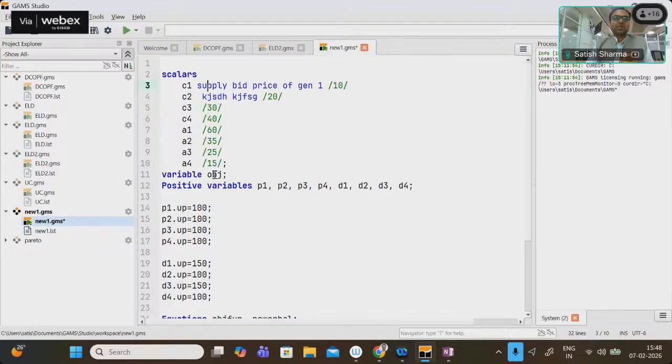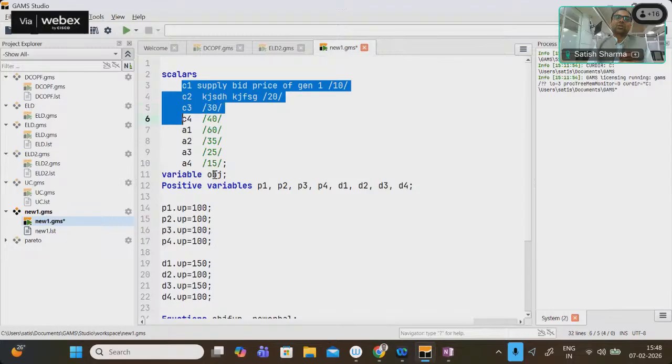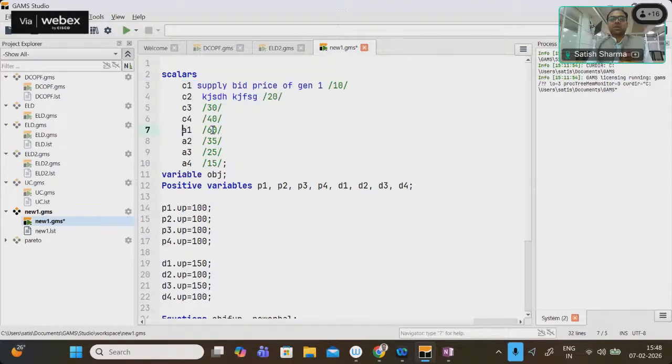So the cost functions at which the generators are going to produce are 10, 20, 30, and 40, so C1 up to C4 are these values. Then we can define the price at which the demand is willing to purchase. So it is A1, A2, A3, and A4, that is 60, 35, 25, and 15.